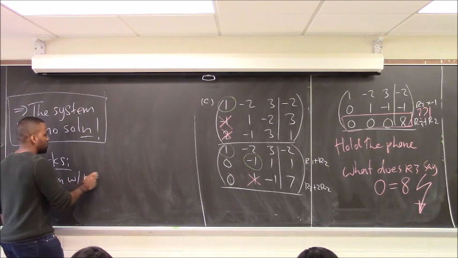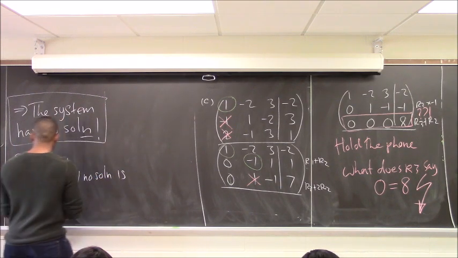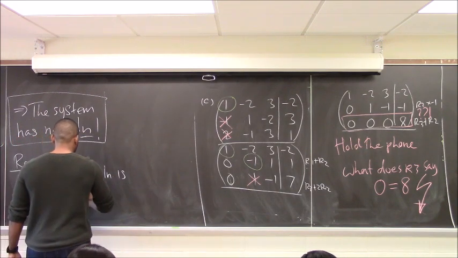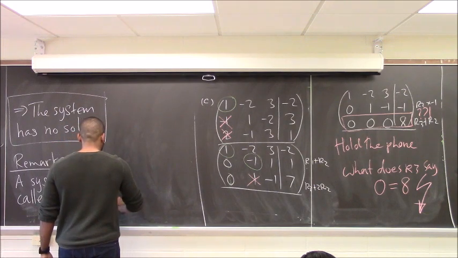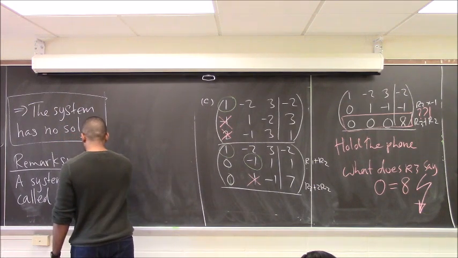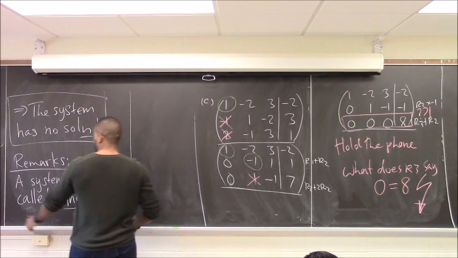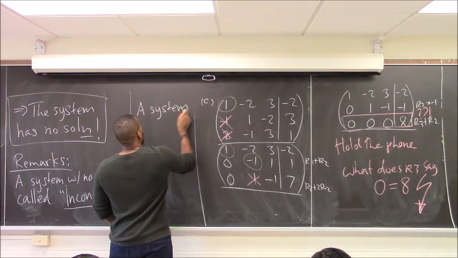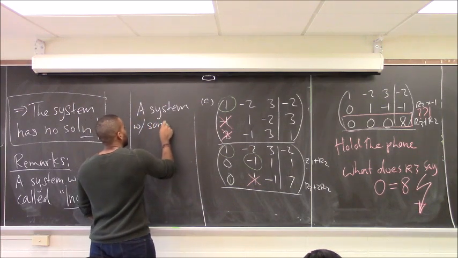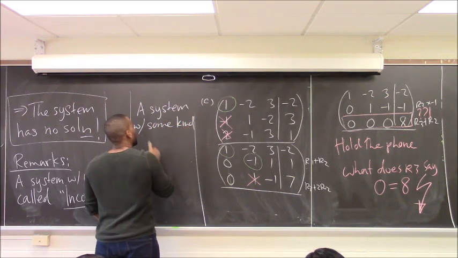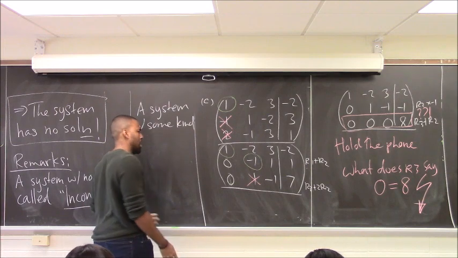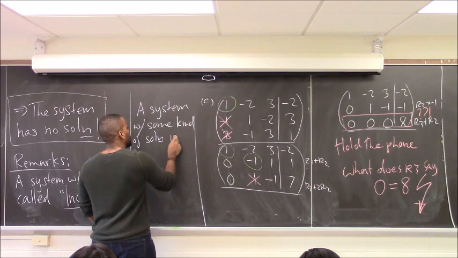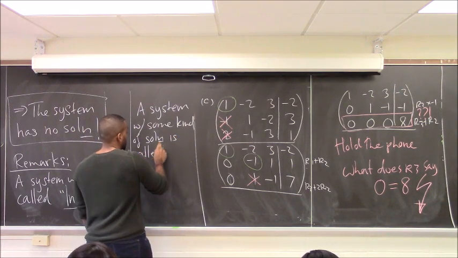A system with no solution is called inconsistent. It's inconsistent with the rules of math for this system to have a solution. A system with some kind of solution. Now that's a very weird phrasing. You might wonder how many kinds there are? It's called, of course, consistent.